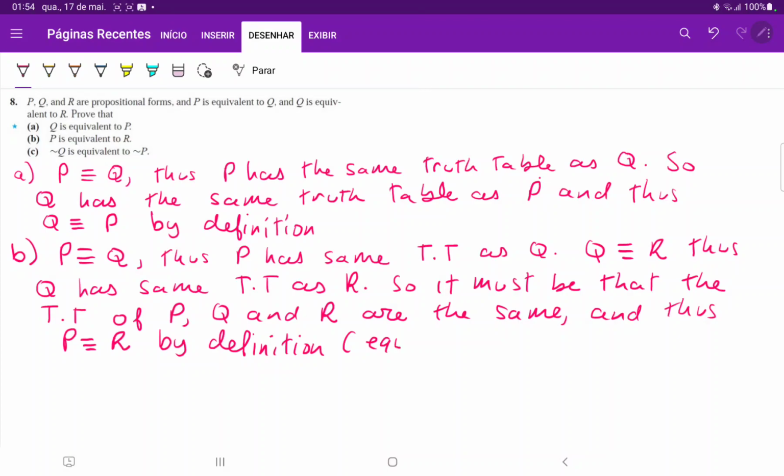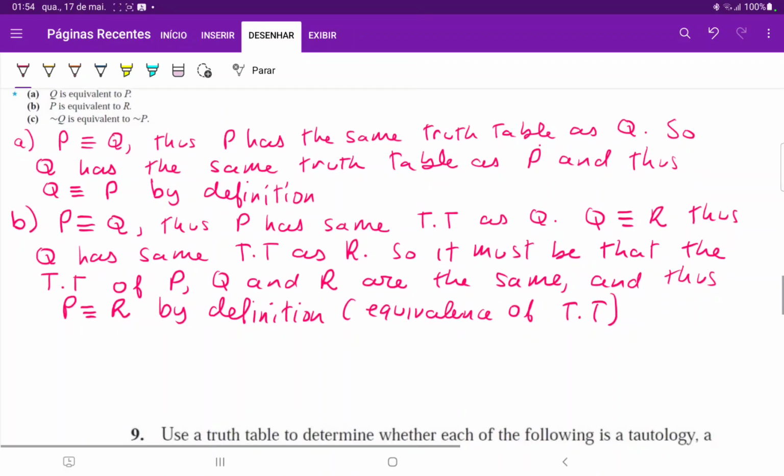And I've just put equivalence of truth table. Okay, so we're just saying, hey, if P has the same truth table as Q and Q has the same truth table as R, this must mean that P has the same truth table as R. So if this is true, then P is equivalent to R by the definition, the meaning of equivalence.